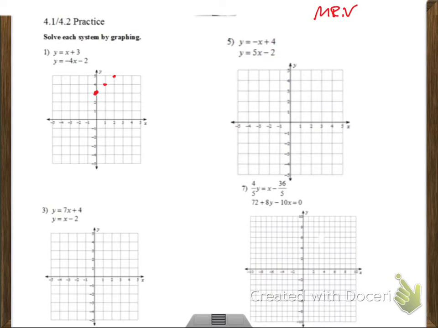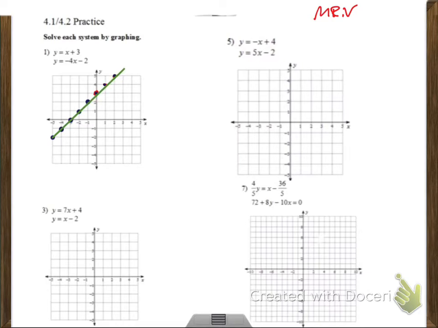Let me just do this to make it easier. And then I can just draw my line through that. And that's my first line.